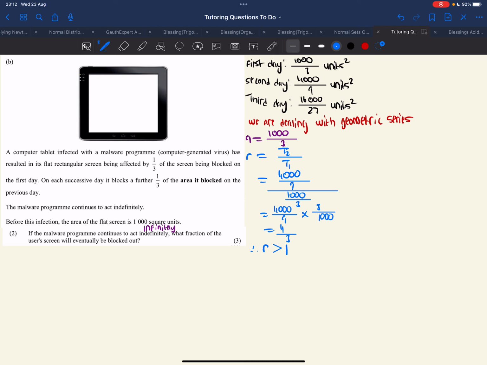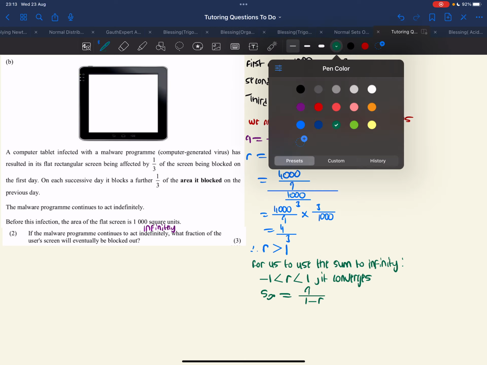Now remember, for us to calculate the fraction, which is the sum to infinity of a geometric sequence, our r is supposed to always be between -1 and 1. If our ratio r is between -1 and 1, it means that it converges, right? And then if it converges, we are going to use the formula S infinity equals a over 1 minus r, and then we get the fraction of the user screen that is eventually blocked out.